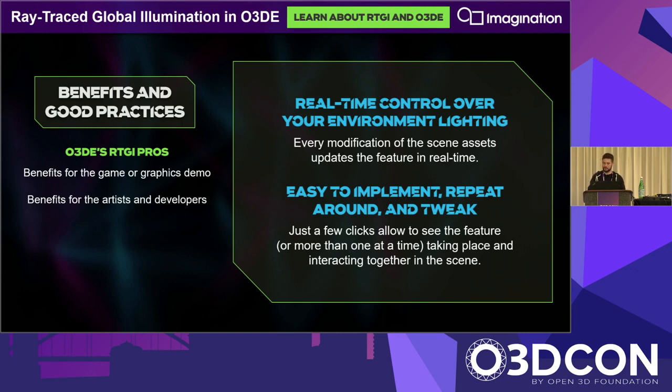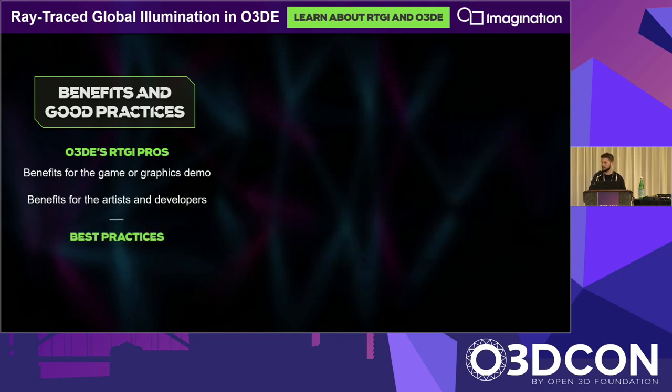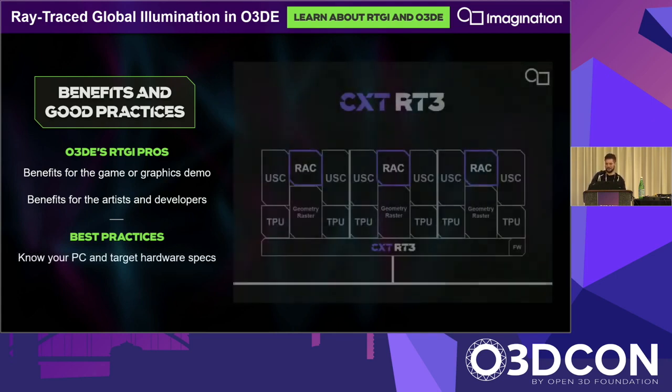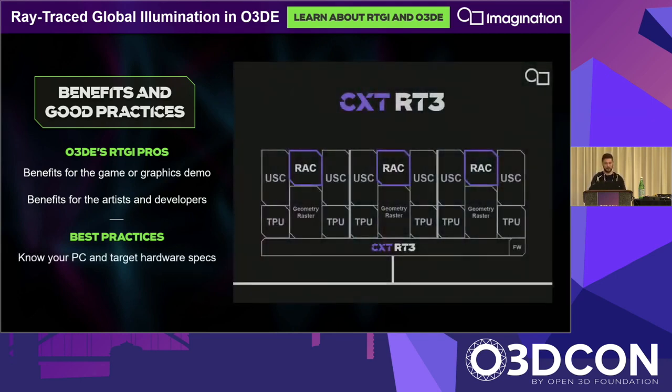OK, now we are finally ready to jump in the next section, which is going to be about the best practices. First of all, I want to talk about knowing your PC and your target hardware specs. With that, I mean that if you're developing on a PC that is not provided with ray tracing, you will not be able, obviously, to see ray-traced global illumination taking place in the scene. And same, if you want to implement ray-traced global illumination, also your device where the demo or the video game is going to play needs to be provided with ray tracing cores.